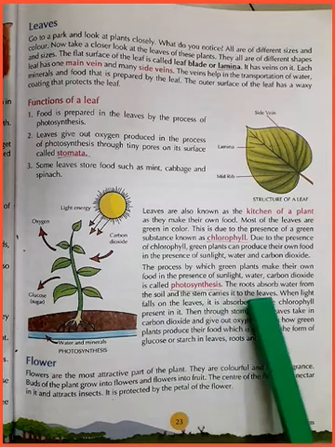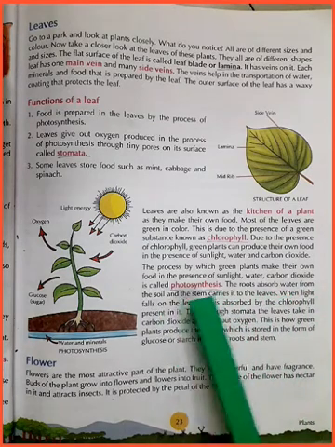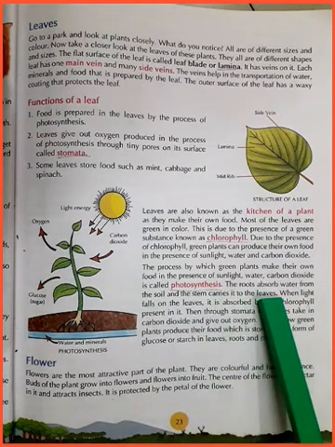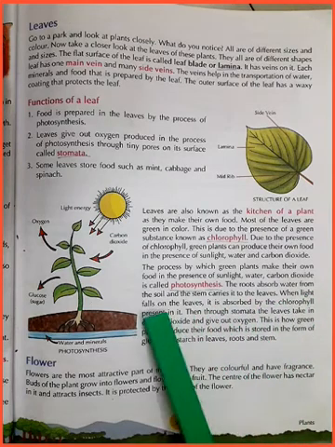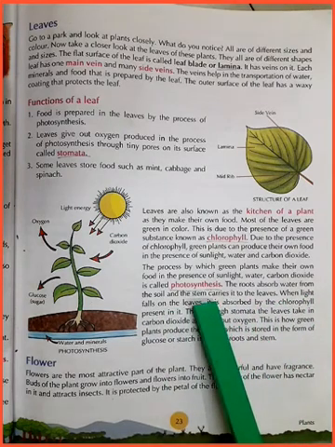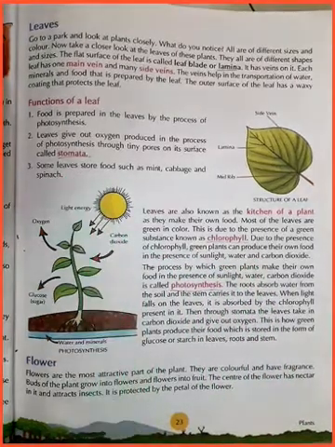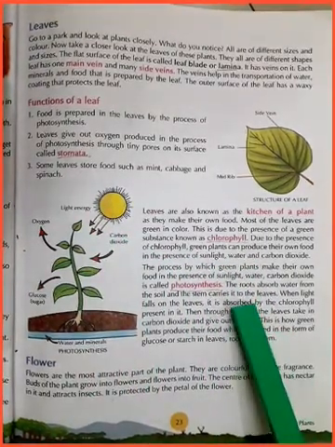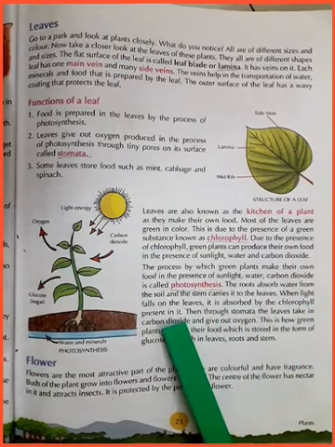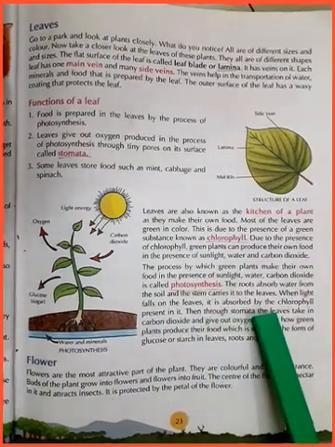The process by which green plants make their own food in the presence of sunlight, water, and carbon dioxide is called photosynthesis. Remember this: what is photosynthesis, what is chlorophyll, what is stomata. Very important. The roots absorb water from the soil and the stem carries it to the leaves.